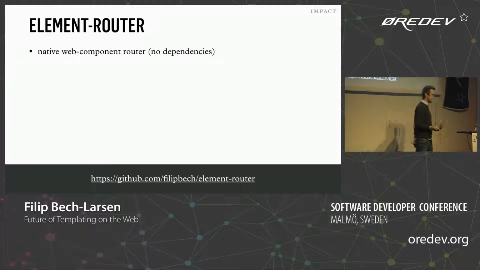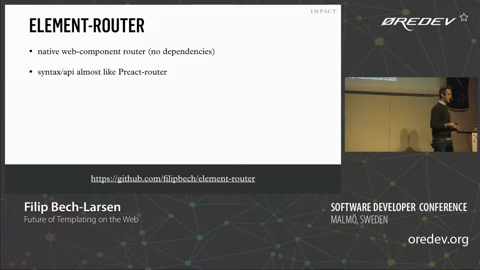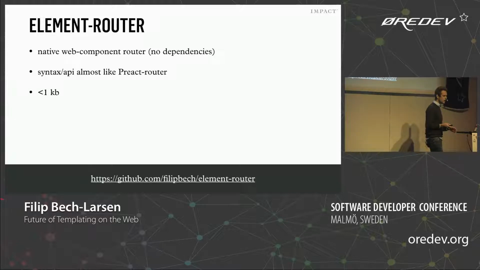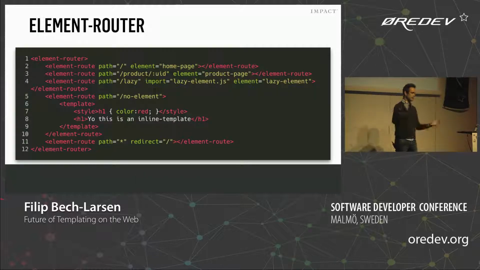So I actually built a router here. It's built with native web components, so there's actually no dependencies to lit. You can use it without lit if you want to. So it's 1 kilobyte in itself. It has a syntax that's very close to the preact router, because I think that's kind of nice. It's very declarative, and you do it like the declarations in your template. It's less than 1 kilobyte of code. And it works with anything. So you use it just like custom elements.